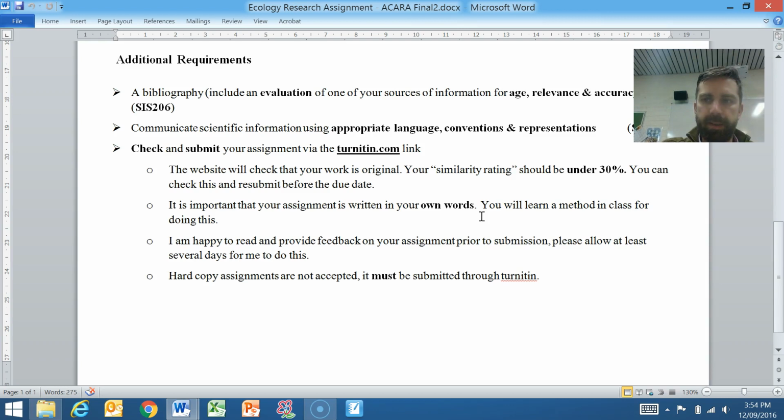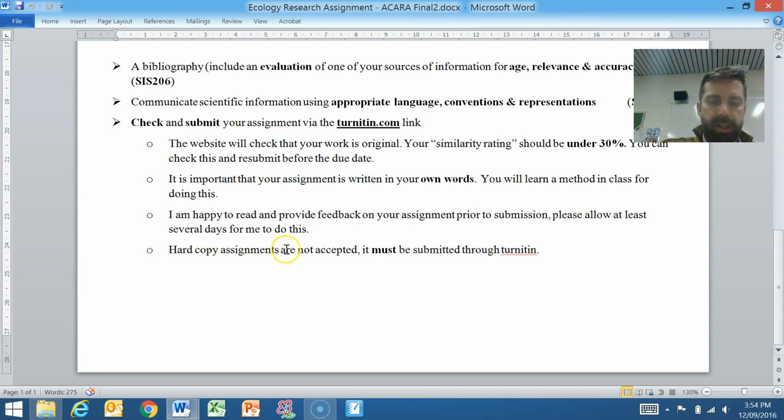So that's really important, particularly if you're looking for quite a high grade. It's good to get some feedback. And just that last point there, I don't do hard copies for this particular assignment. You have to submit it through Turnitin to do the originality check. Okay, so that's the assignment.